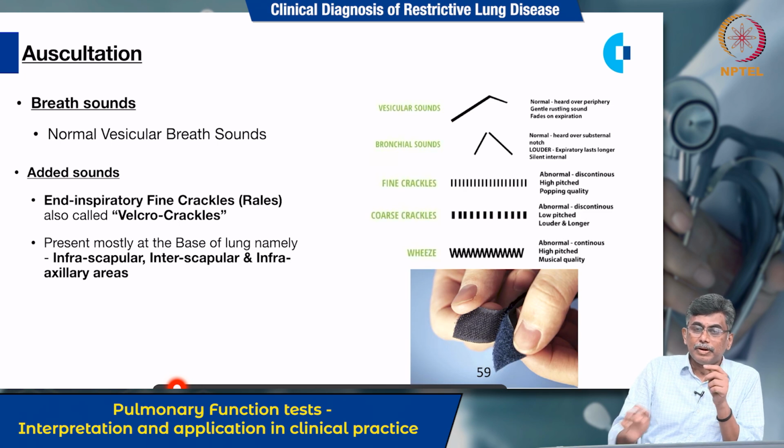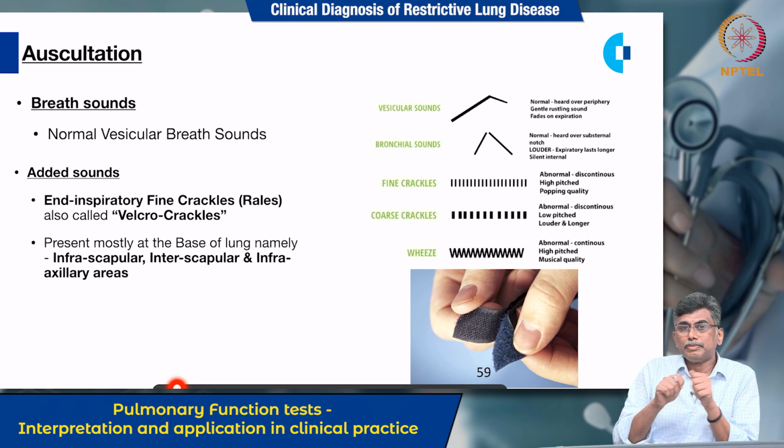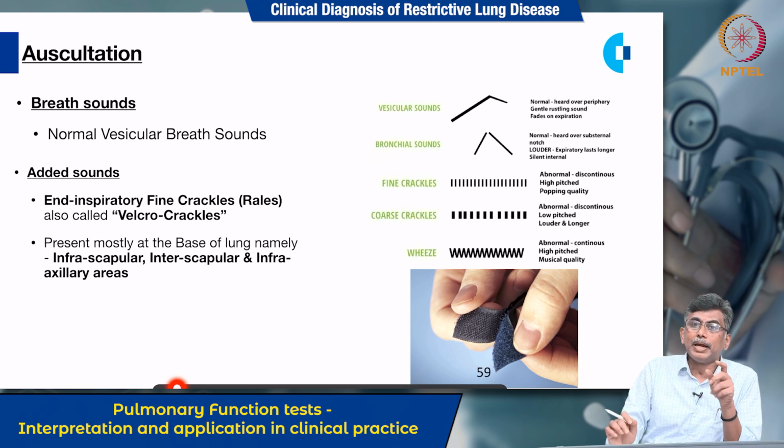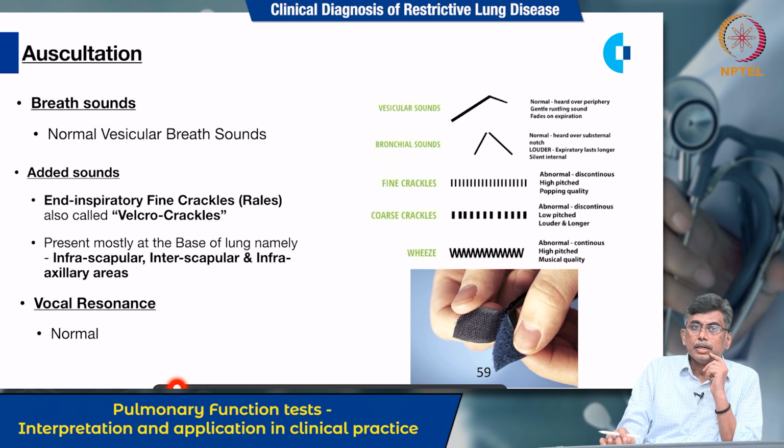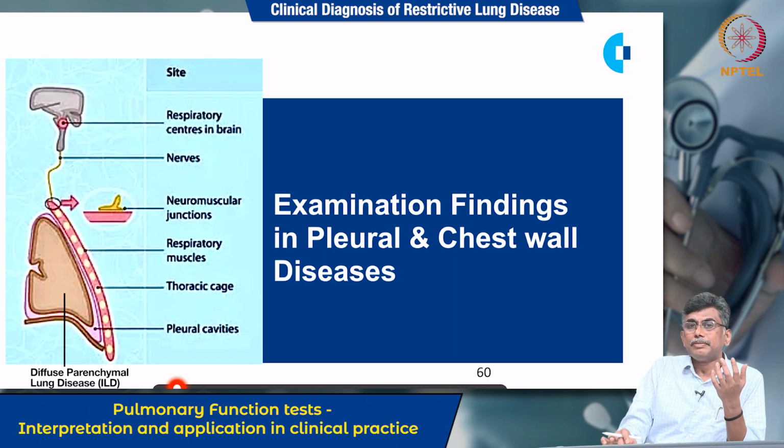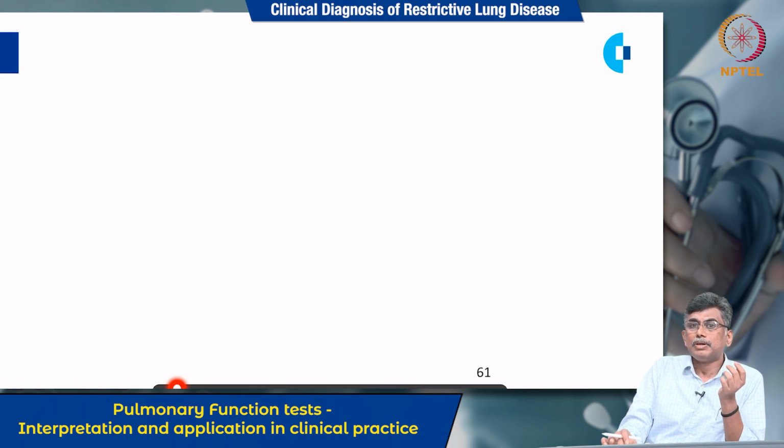What do you mean by the velcro? It's like when you open a tight velcro attachment. So what sound you get, that is what is called velcro crepitations, and vocal resonance is normal. So these are all the examination findings of a diffuse parenchymal lung disease. Now we will see what will be the findings in a pleural and a chest wall disease.